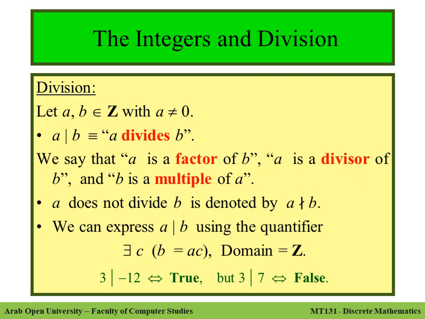Here are examples. 3 divides minus 12, because minus 12 divided by 3 gives us minus 4, a whole integer. Or you can write minus 12 as minus 4 times 3. Then 3 divides minus 12. This is a true statement. If you write 3 divides 7, this is a false statement. You can also write it as 3 does not divide 7.